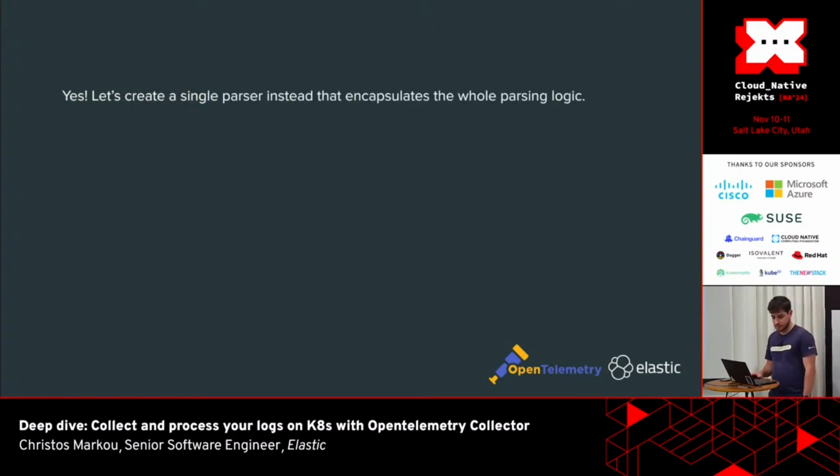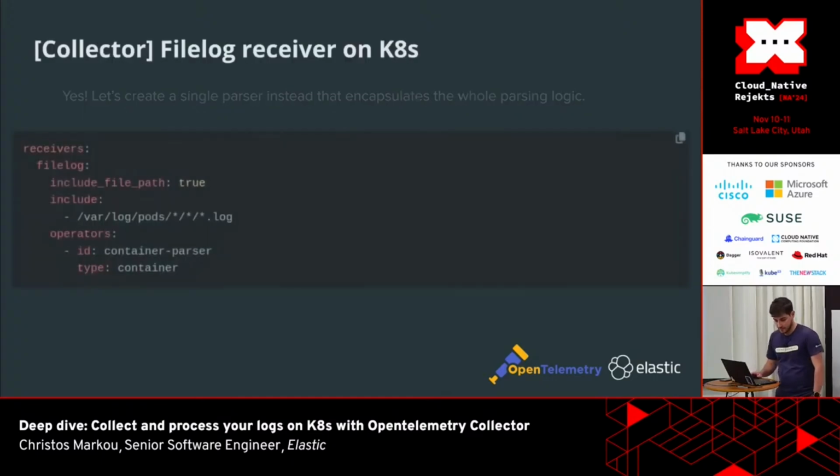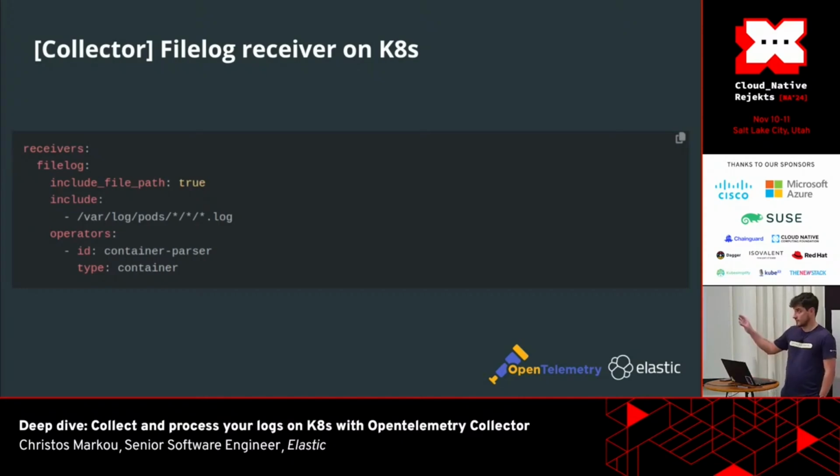That's why we decided to introduce a new parser in the filelog receiver in order to encapsulate this whole logic into one single component. And we came up with something like this. It's configured like this: we introduced the container parser, which can be enabled in the configuration. That configuration is the equivalent of what we saw before, the very extensive one. So it's quite simplified, and everything happens automatically by this parser because the whole logic is encapsulated there.